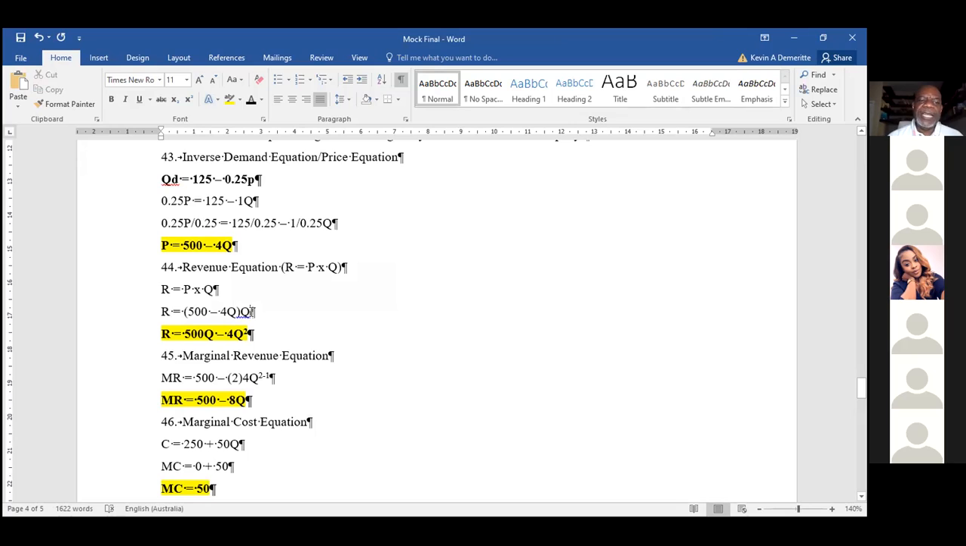Right? Which means that we have to multiply not just the 4Q by Q, we have to multiply everything in our price equation by Q. The 500 has to be multiplied by Q, which gives us 500Q, and the 4Q has to be multiplied by Q, which gives us 4Q squared. We end up with a revenue equation that looks like 500Q minus 4Q squared.